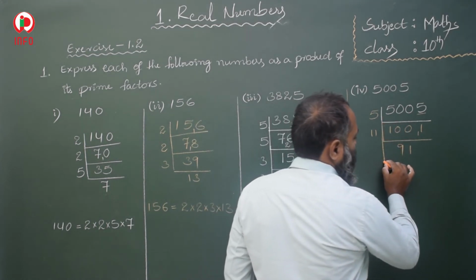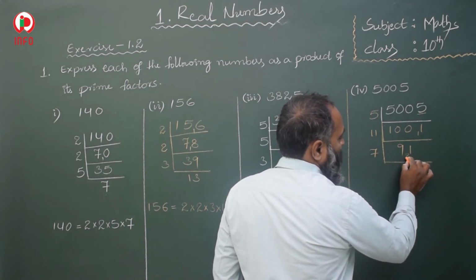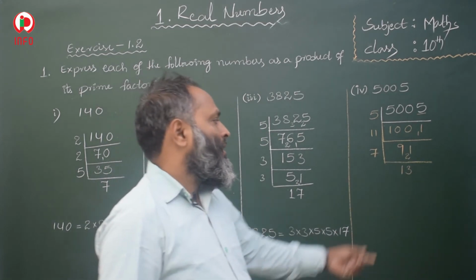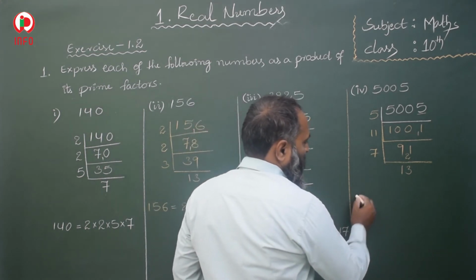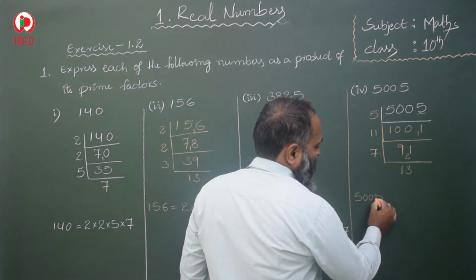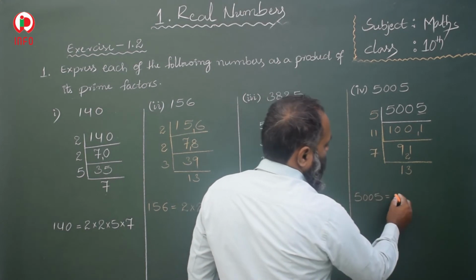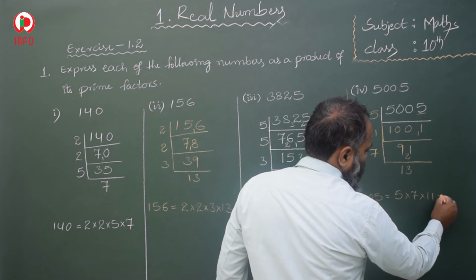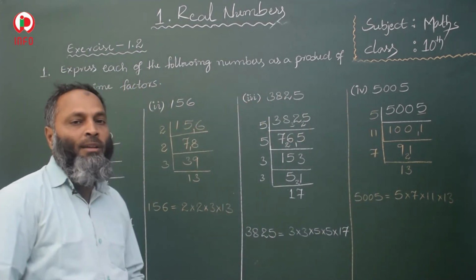91 is divided by 7. 7 ones are 7. 2 left, 21. 7 threes are 21. Then 13. So 13 is a prime number, no need to do further. So now you stop. Then write 5005 as a product of prime factors: 5 into 7 into 11 into 13. So this is the product of prime numbers.